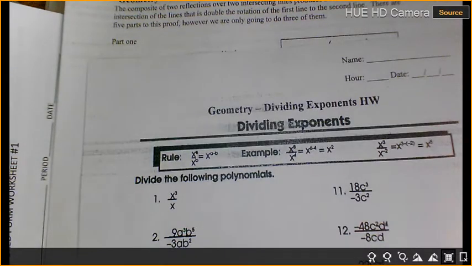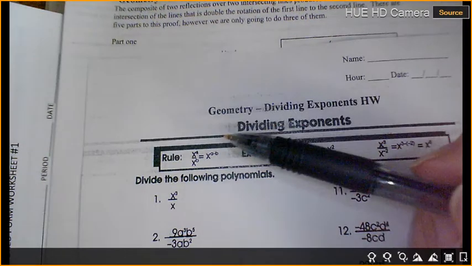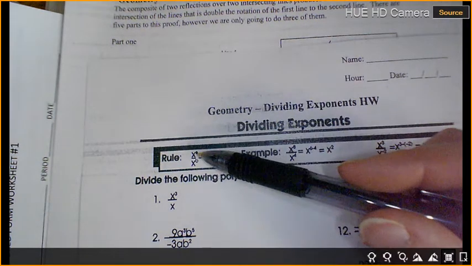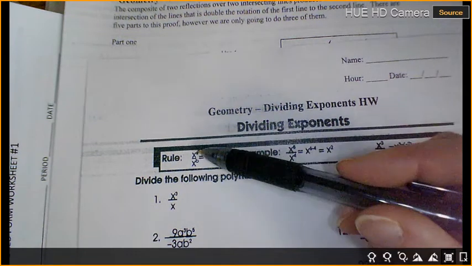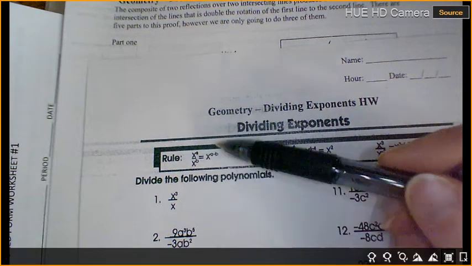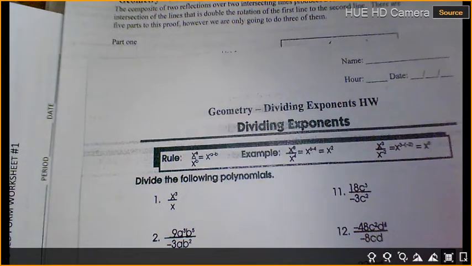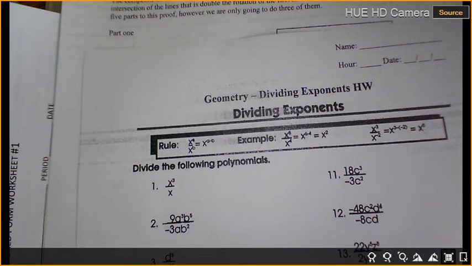We're looking at dividing exponents. So the rule is if we have an exponent on top minus the exponent on the bottom. So if it's x^a over x^b, you go x^(a-b). We've got an example right here, but I'm going to do one more with you. Let's do a harder one. Which one do you guys want to do? 8? We can do 8.